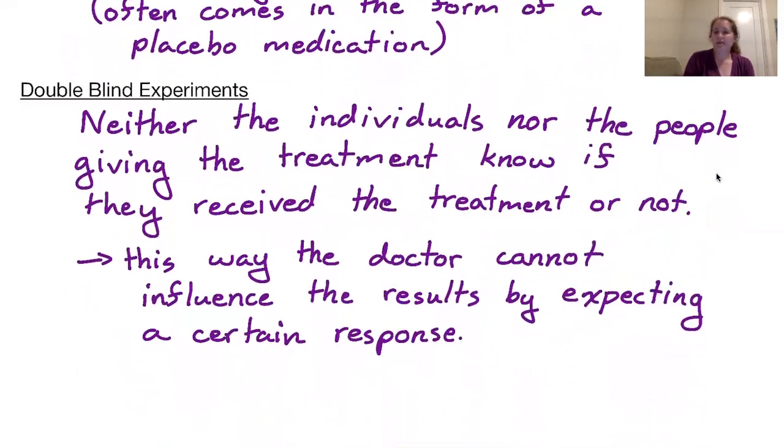So this is blind and double-blind experiments. This is a way of removing the human bias that can come just from the expectation of improvement.